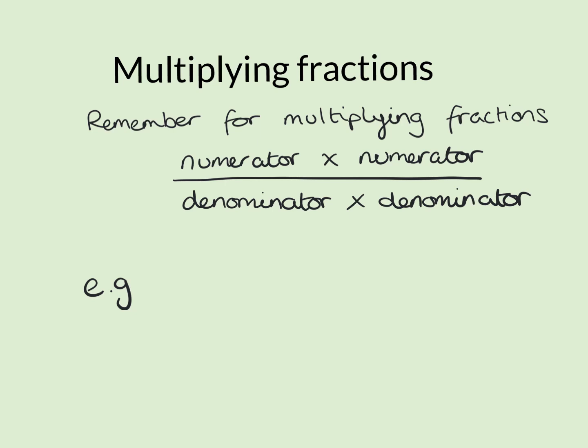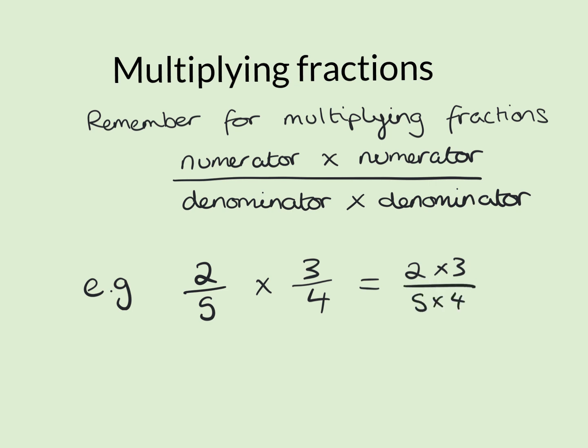Okay, so let's start by multiplying fractions. So remember, for multiplying fractions, when you were in primary school and in first year, we just took the numerator multiplied by the numerator, denominator multiplied by denominator. So for example, if I take 2 over 5 times 3 over 4, then that's simply 2 by 3 and 5 multiplied by 4, and then I get 6 over 20, which I know can be simplified to 3 over 10.